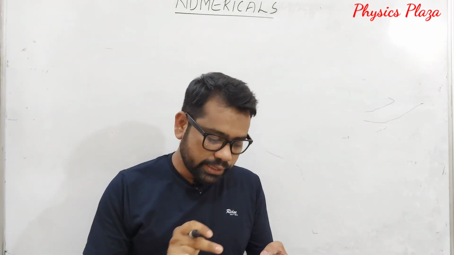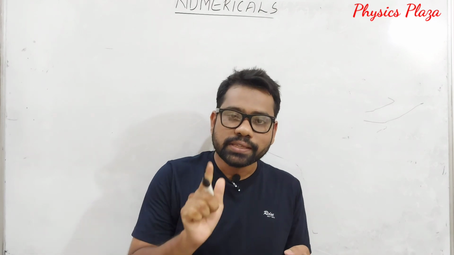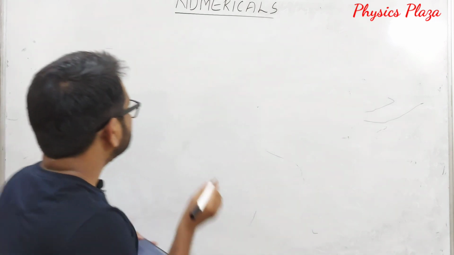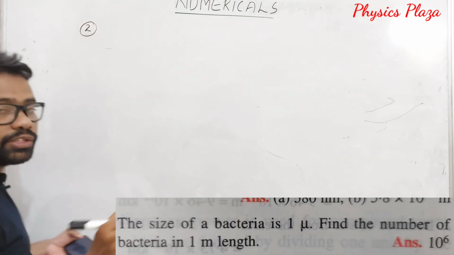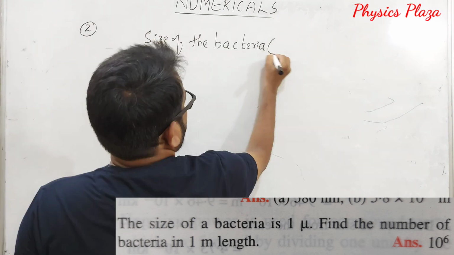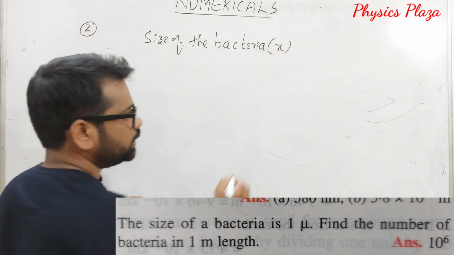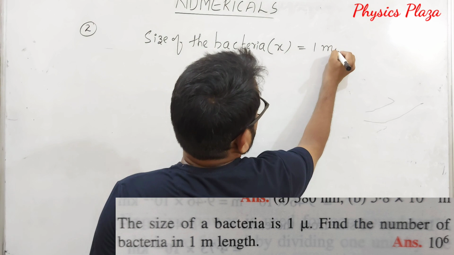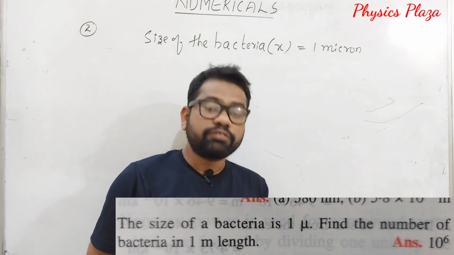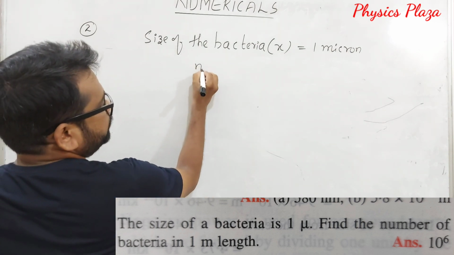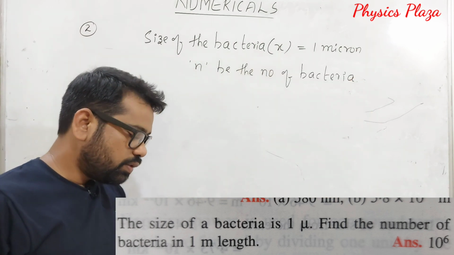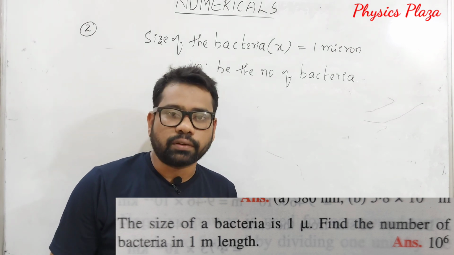Children, in the second numerical it is given that the size of a bacteria is 1 micron. Then find the number of bacteria in 1 meter length. First let us write what is given. The size of the bacteria, let us say x, is given as 1 micron. And they are asking us to calculate the number of bacteria. Let us say N be the number of bacteria. They are asking us to find the number of bacteria in a 1 meter length.